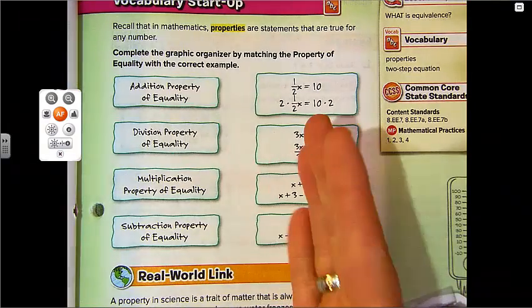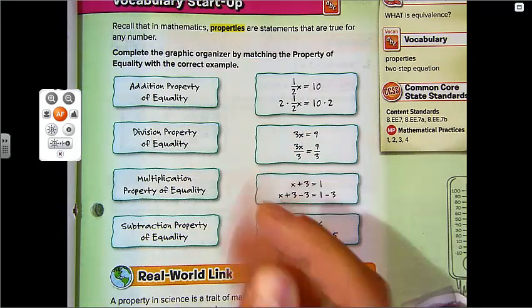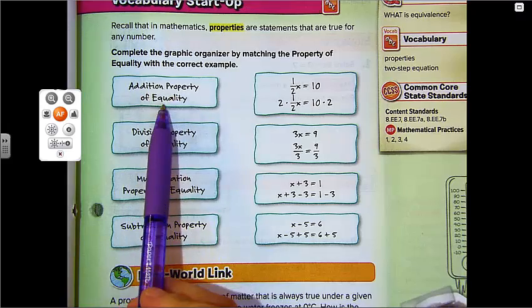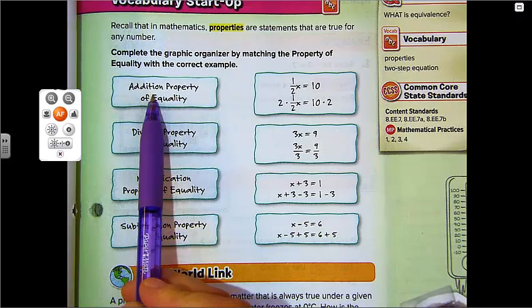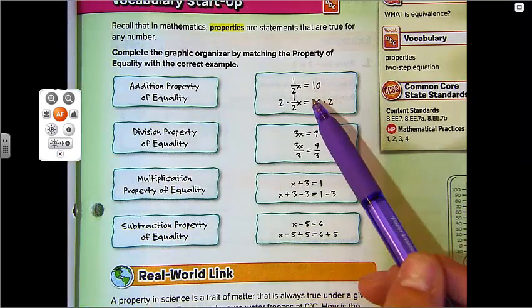It says go back through your chapter and see which one of these matches up with which one. Well, if I look at this very first one, it says the addition property of equality. The addition property of equality says that if I have subtraction in my original problem, then I'm going to do the opposite operation of addition. So I want to find one of these problems that has subtraction.